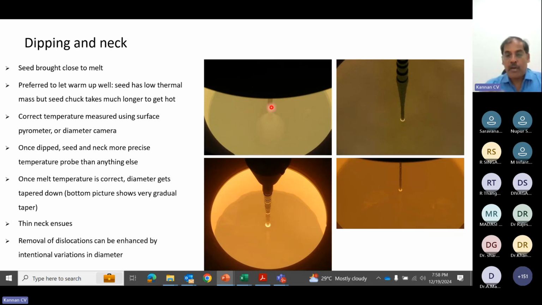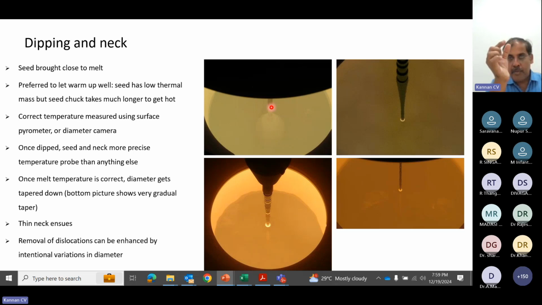So for that, as shown in the previous slide, the seed size. When you dip it, the seed also has a lot of dislocations. So when the seed starts making the crystal, the dislocations existing in the seed crystal should not transfer to the crystal. So even though the seed size is 8 or 10 millimeter diameter, finally you have to make a very thin neck.